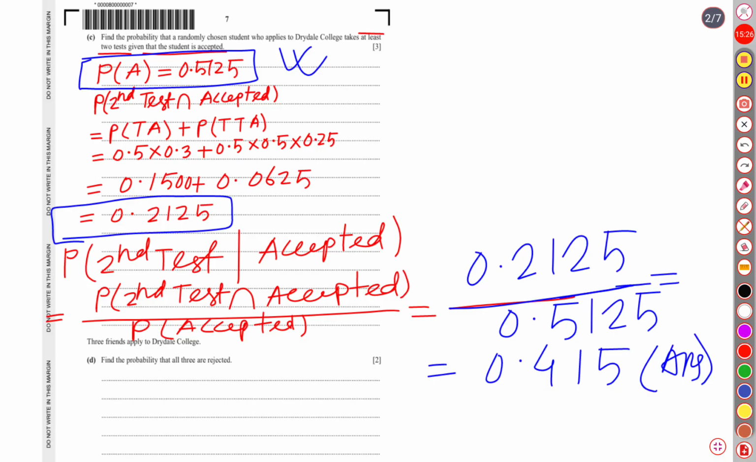If a randomly chosen person is accepted, the probability is 0.5125. Then if he was supposed to take the second test and then accepted, it is actually second test intersected by accepted. And I have explained here how to find this value. Well, let's move on to the immediate next question.